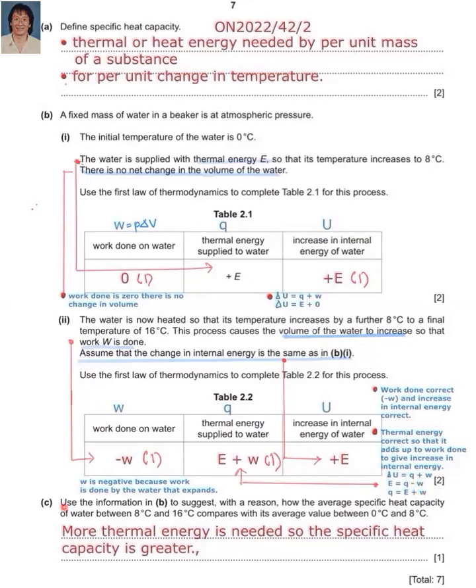Then for part C, use the information in part B to suggest, with the reason, how the average specific heat capacity of water between 8 degrees Celsius and 16 degrees Celsius compares with its average value between 0 degrees Celsius and 8 degrees Celsius. The answer is that more thermal energy is needed, so the specific heat capacity is greater. More energy is needed because E plus W is larger than just E alone. This is the energy supplied to the water.